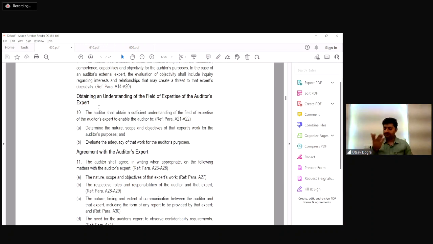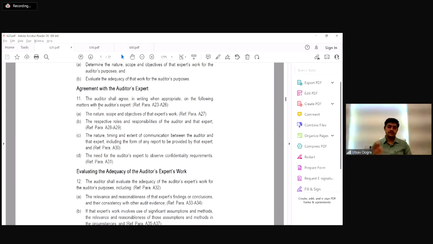Again, like what we said, the formulas used in Excel, because they may be experts in doing their job, but they may not be experts in putting numbers into the places, or the assumptions, as we say. They may not be very much experts in avoiding unrealistic assumptions. So we need to look upon that as well. Agreement, again, that we just spoke of, the agreement with the auditor's expert.